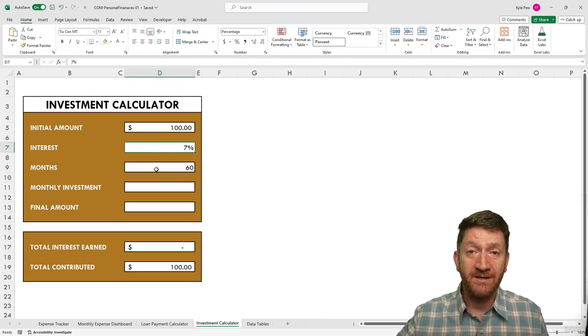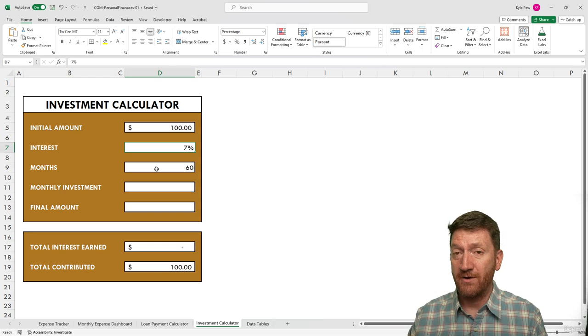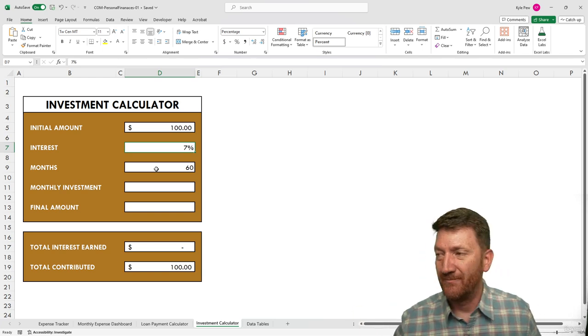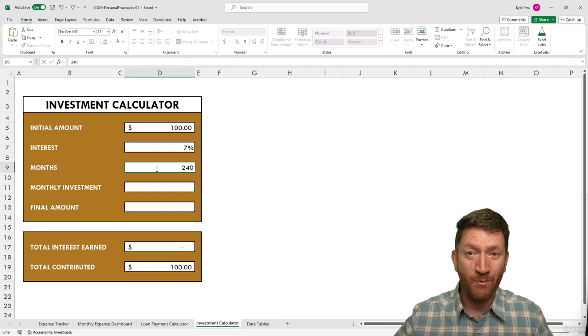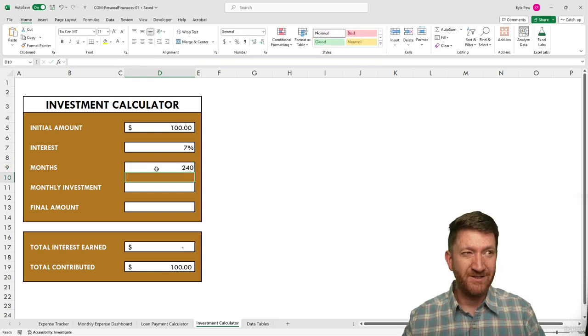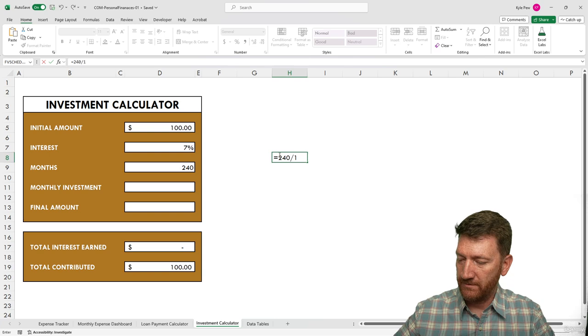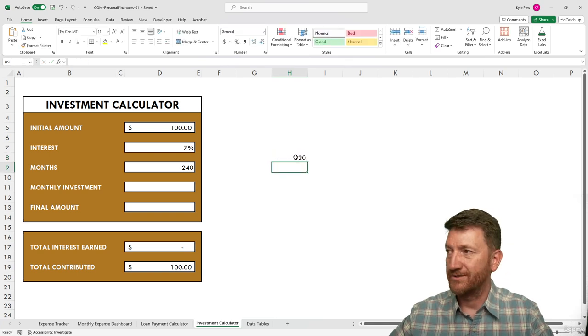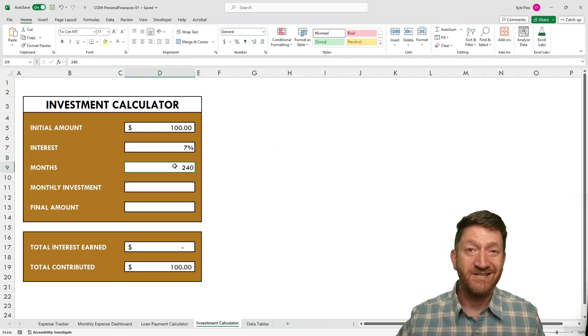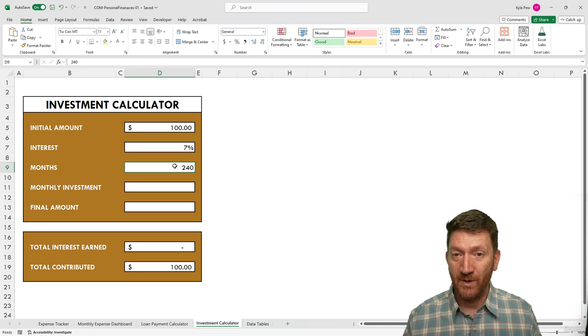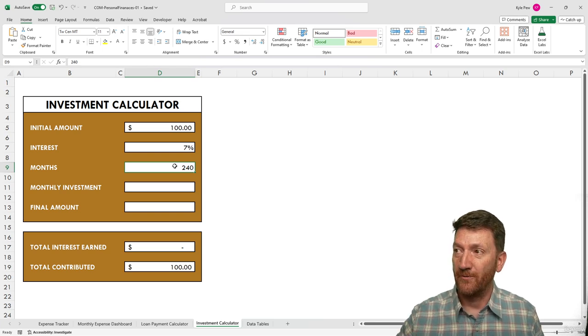We get to set up the term, how long this is going to last. How long is our investment going to go for? Right now I got 60 months in there. But let's say I'm going to do it for the next 20 years. So I believe that's 240 months. Let's do some quick math here. 240 divided by 12, 20 years. All right. So for the next 240 months, right, 20 years, my investment is going to go through. Starting with $100, I expect roughly a 7% return for the next 240 months.